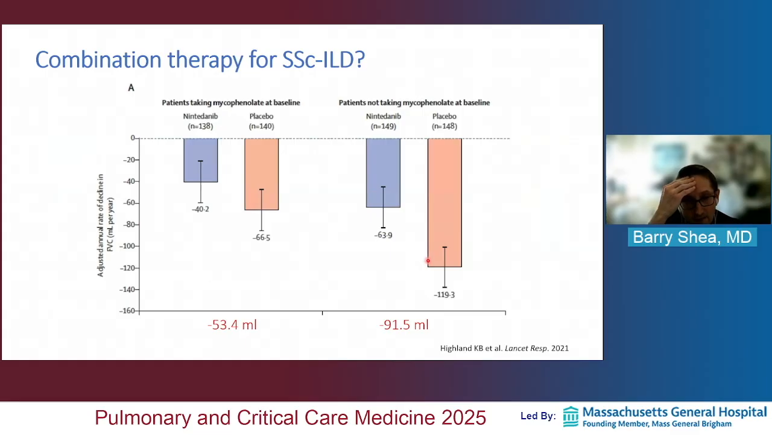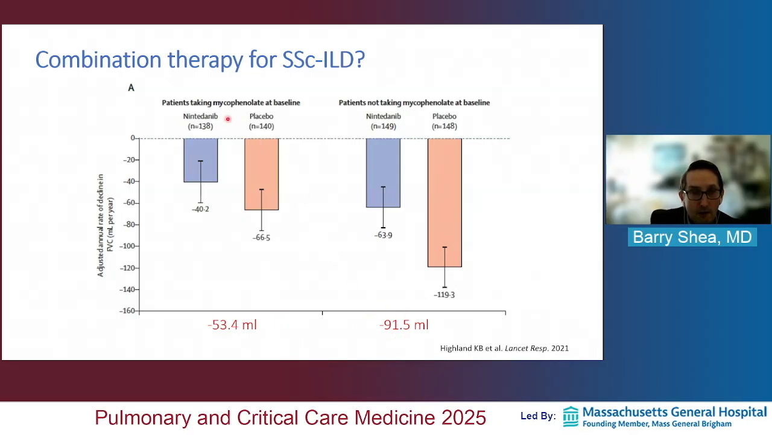And one of the things that I found particularly interesting was looking at the effects of mycophenolate and nintedanib together in this study. So patients in this trial were allowed to be on mycophenolate at baseline, and it turns out about half of the patients were on mycophenolate, and it was evenly split in the nintedanib and placebo groups. And if you look at the patients that were on mycophenolate at baseline versus those that were not on mycophenolate, the absolute change in FVC was similar to the effect that we saw with nintedanib alone.